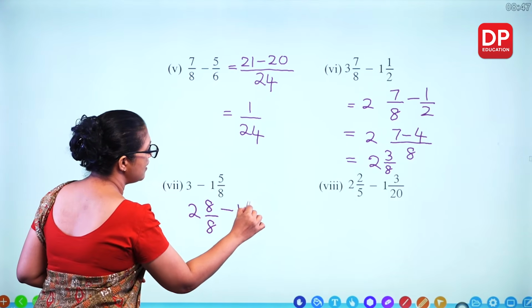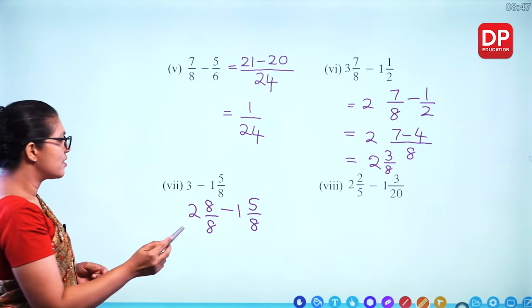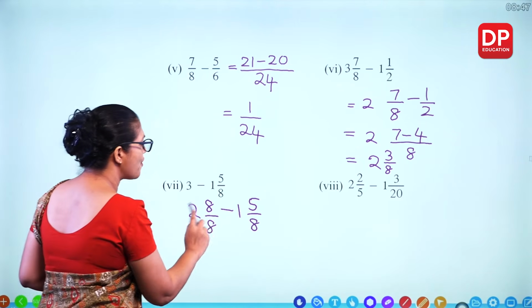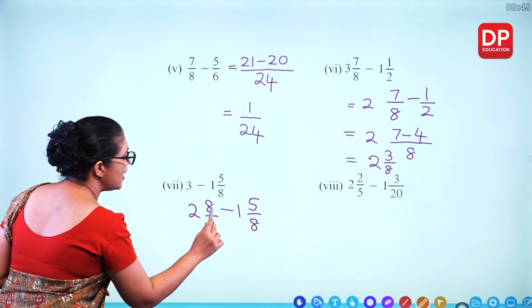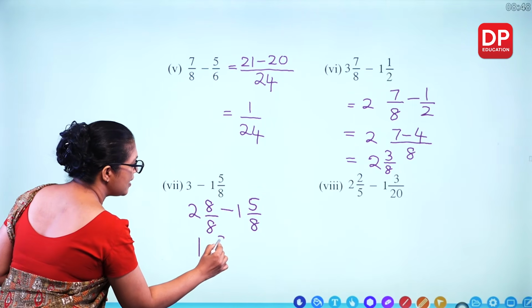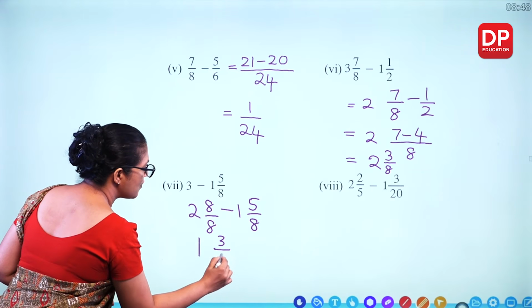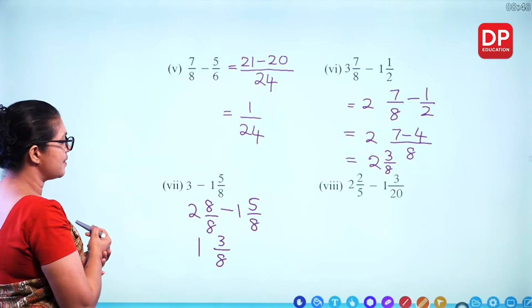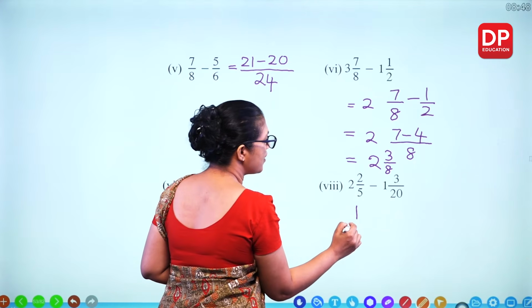And then this one you can write the same. Now I can subtract the whole numbers. 2 minus 1 is 1. 8 minus 3, you get 8 minus 5, you get 3 over 8. This one. 2 minus 1, 1.